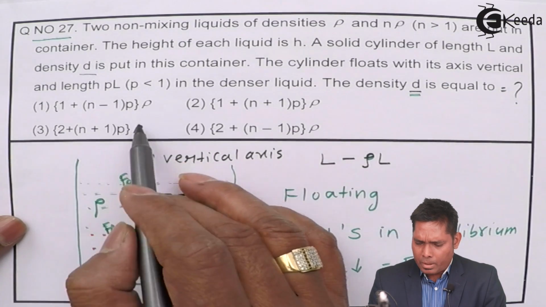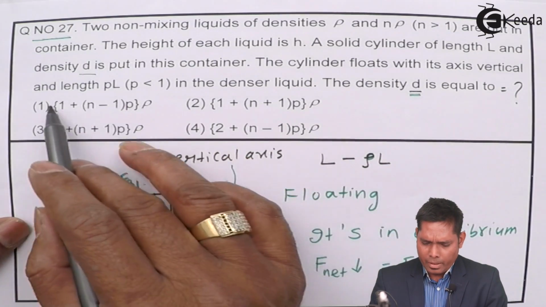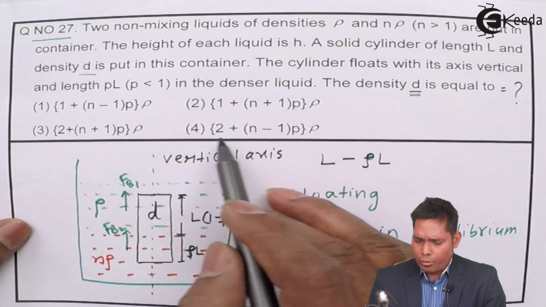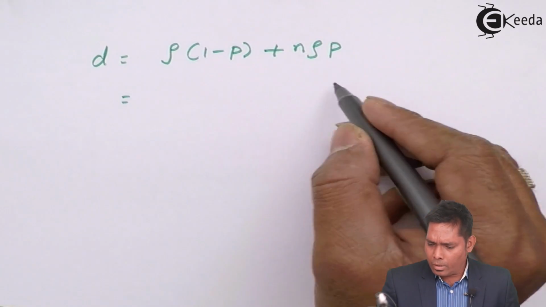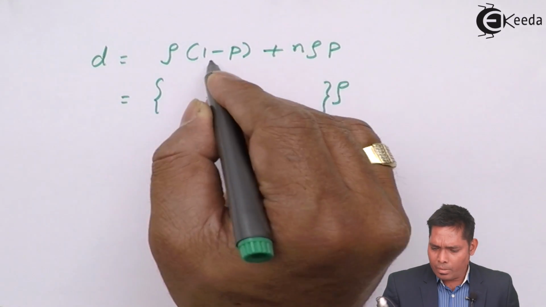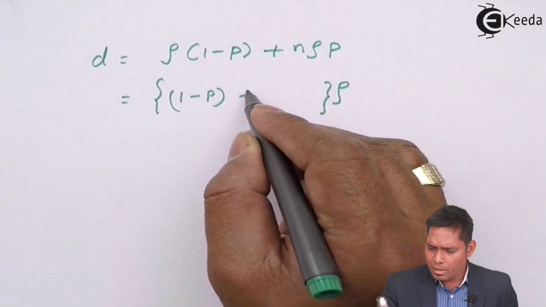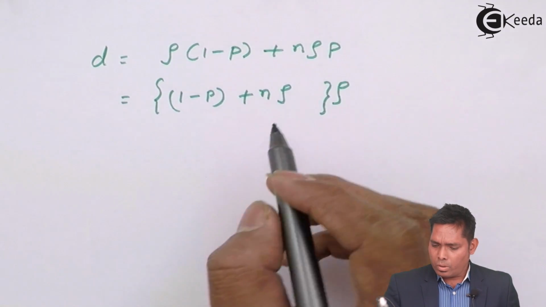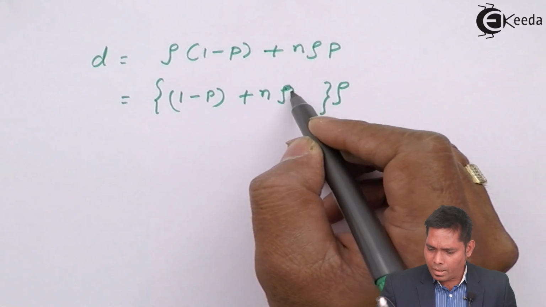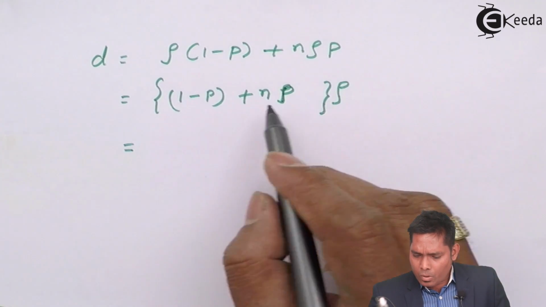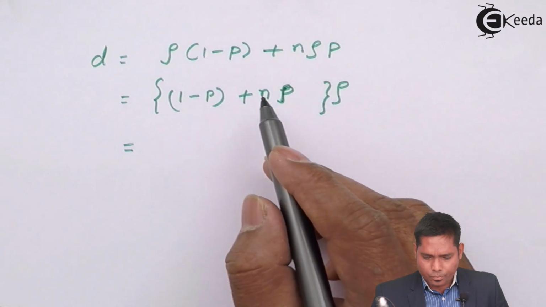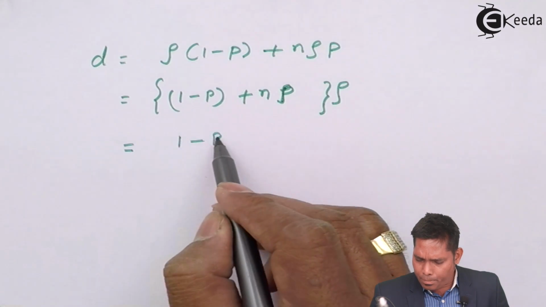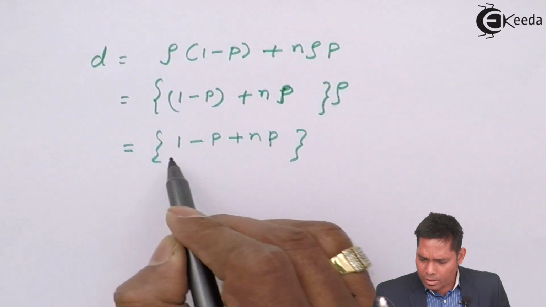Now, if you see the options, rho is common in all the options. So first I will take rho out and see which of the options is matching. If I take rho out, what is left is 1 minus P plus N times P.